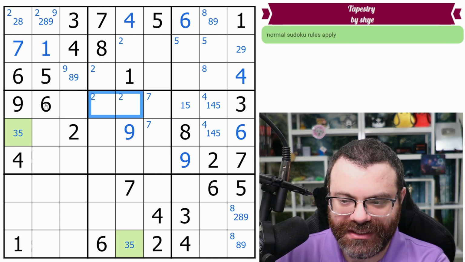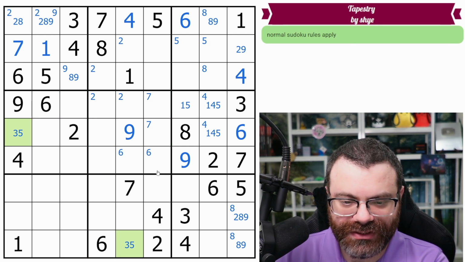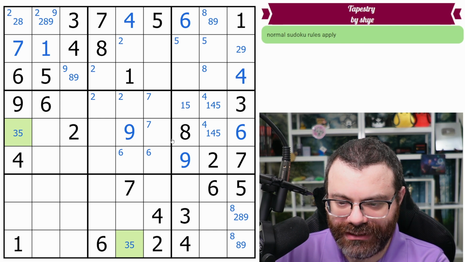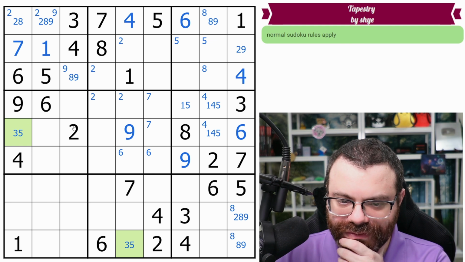I definitely didn't even scan this band yet. We have 2 6's looking into here. This 6 looks up, so 6 is in one of these two. 4, 2, 6, 9. Okay, I think that's all I'm getting. Is there anything else of note?